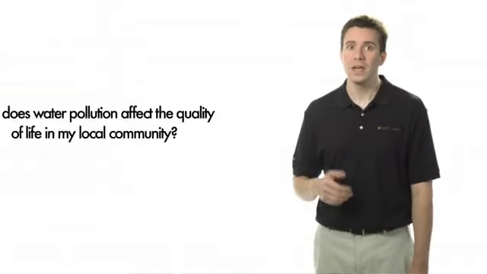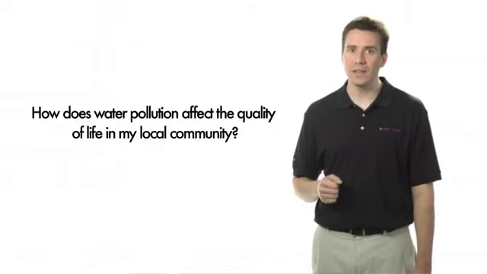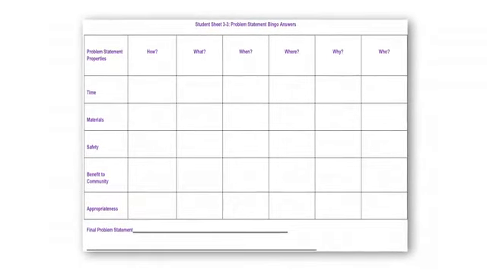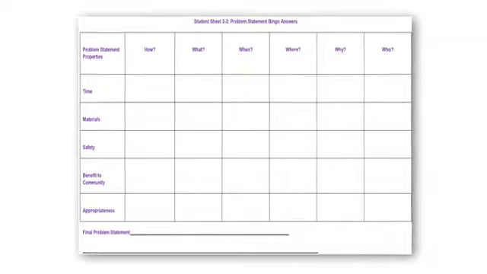If you recall, my problem statement was, how does water pollution affect the quality of life in my local community? As I did some more research, I discovered that I needed to focus my question even more. So I changed it to, how does the amount of fertilizers in the water in my community affect local ponds and streams? This focus gave me a chance to look at specific types of bodies of water and a specific type of water pollution. This made it much easier to answer the questions in the bingo. Use student sheet 3-3 to write the answers to the questions you choose from student sheet 3-2.